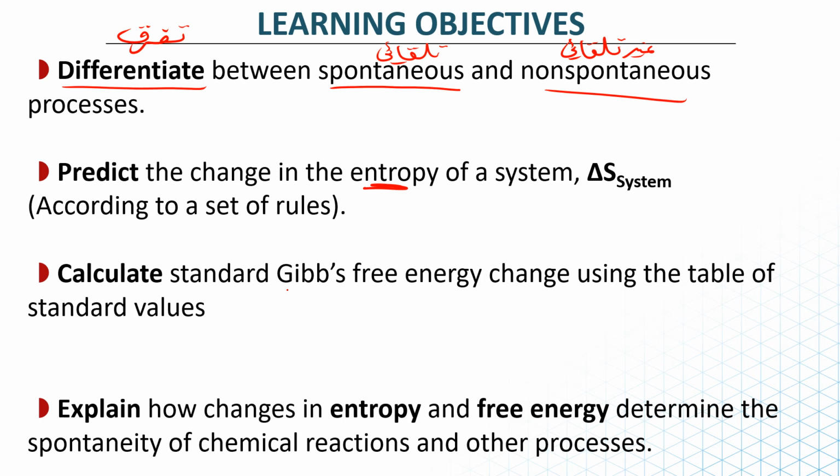Then we will learn about something called Gibbs free energy, and we'll calculate this type of energy using some values. And finally, we will explain how we can use entropy and free energy to determine if a reaction is spontaneous or not. So how can we know if a reaction is spontaneous or not? We will use the delta S and the delta G to predict that, okay?